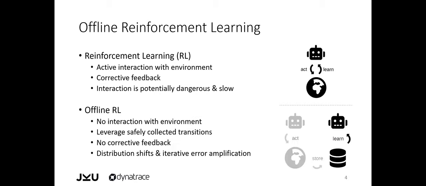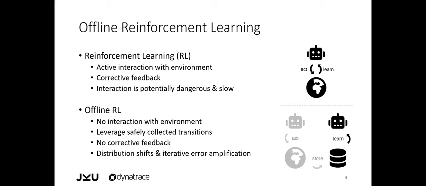So people investigated a lot into offline or batch reinforcement learning lately, which is rather different because we don't allow interaction with the environment, but assume to have a fixed dataset given beforehand. The good thing about it is we can leverage these usually safely collected trajectories from human operators or a safe baseline and use this to train a good policy. The problem in this setting is that we don't have corrective feedback from the environment. And this leads to some challenges, namely distribution shifts and iterative error amplification. So a lot of work has been done to ameliorate those challenges, but mostly on the algorithmic side.